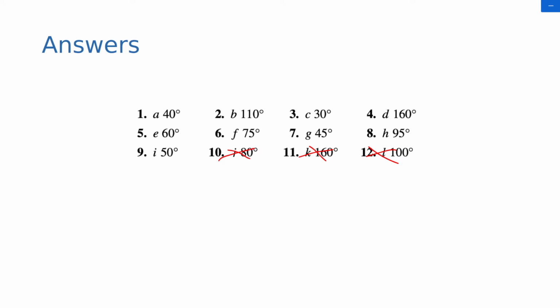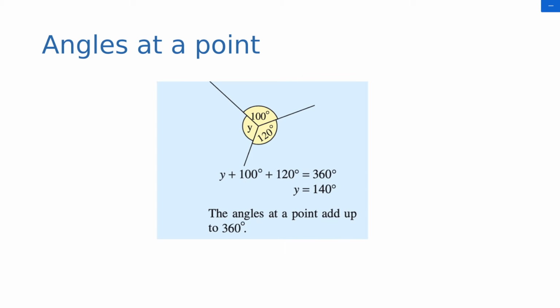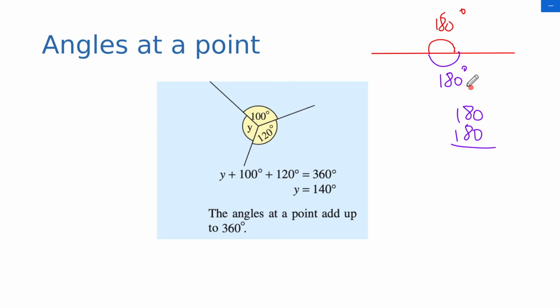Okay, and one last thing about angles, one last fact. Angles at a point. Angles at a point add up to 360 degrees, and I'm going to show you why. If you know that angles on a straight line add up to 180 degrees, and then you have another angle on a straight line here, that's also 180 degrees. Then if you add the two of them, you add this with that, then you get 360 degrees. I hope that makes sense.